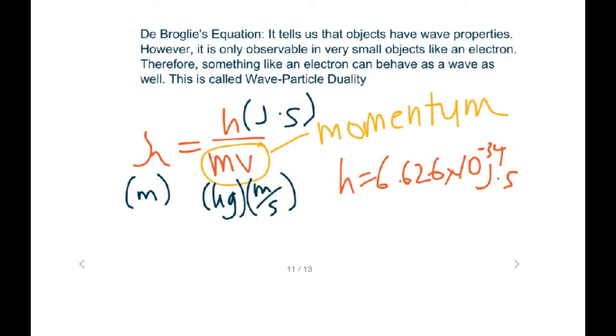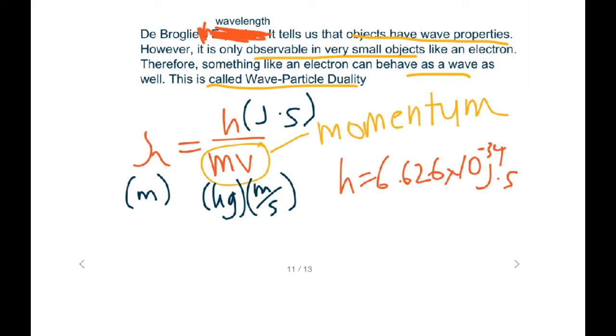So the next topic we will talk about is the de Broglie wavelength. This idea comes from the fact that objects have wave-like properties according to quantum theory. However, it is only observable in very small objects like an electron. Therefore, something like an electron can behave as a wave and as a particle. This is called wave-particle duality.